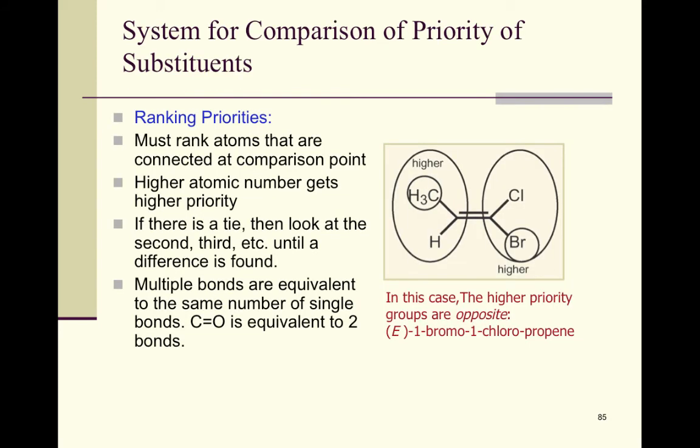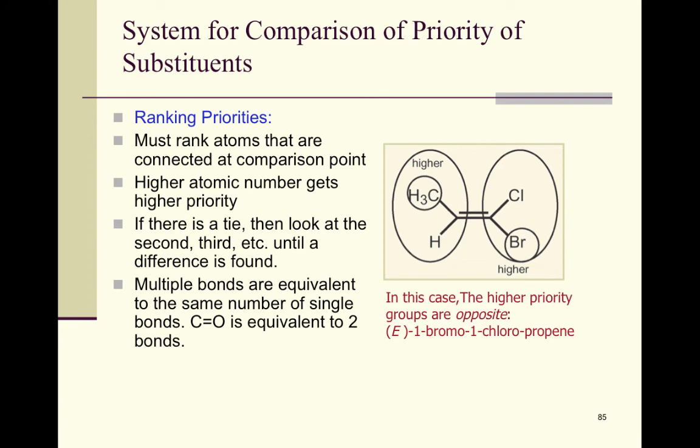The system for comparison on priority: you need to rank atoms that are connected at the comparison point. In this case, that would be the carbon-carbon double bond. So directly attached here would be a carbon, directly attached here would be a hydrogen. The higher atomic number gets higher priority. So in this case, this one's higher than this one. And this was our example from before. Bromine is higher than chlorine from atomic number. If there's a tie, then look at the second, third, etc., until a difference is found, until the tie is broken.